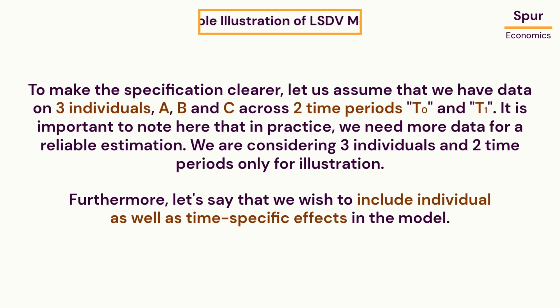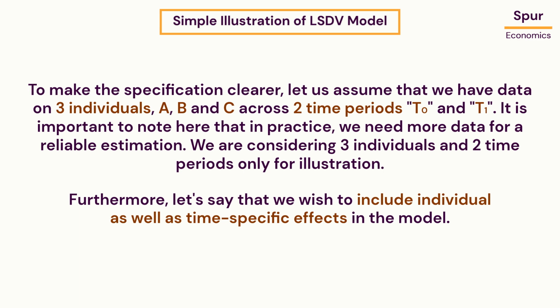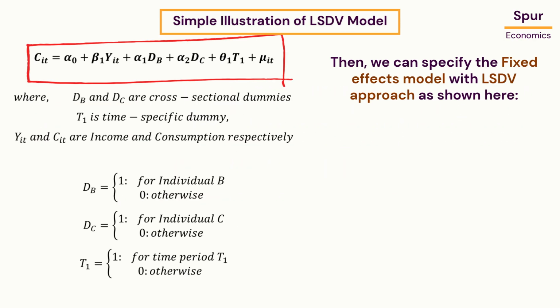To make the specification clearer, let us assume that we have data on 3 individuals A, B, and C across 2 time periods, T0 and T1. It is important to note here that in practice, we need more data for a reliable estimation. We are considering 3 individuals and 2 time periods only for illustration. Furthermore, we wish to include individual as well as time-specific effects in the model. Then, we can specify the fixed effects model with LSDV approach as shown here.